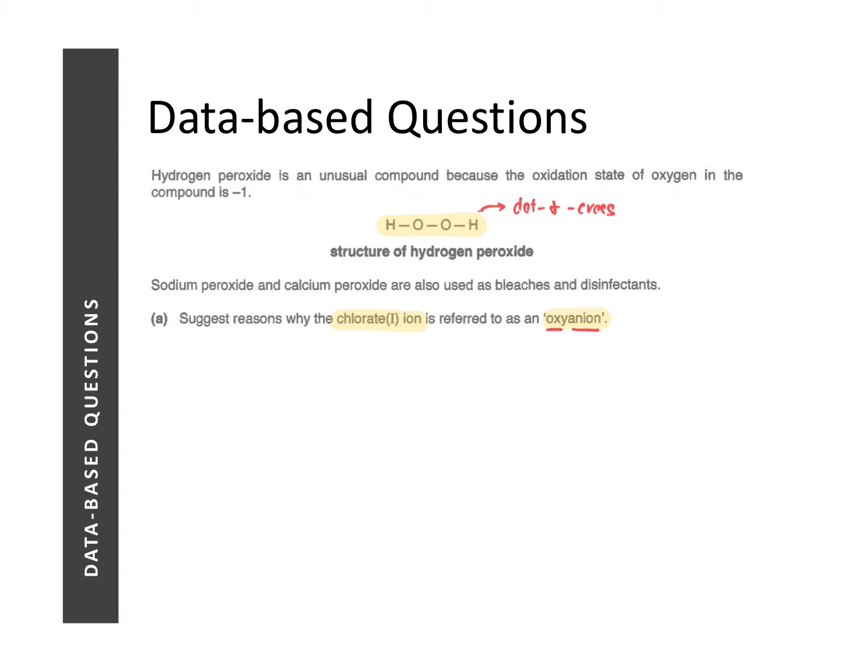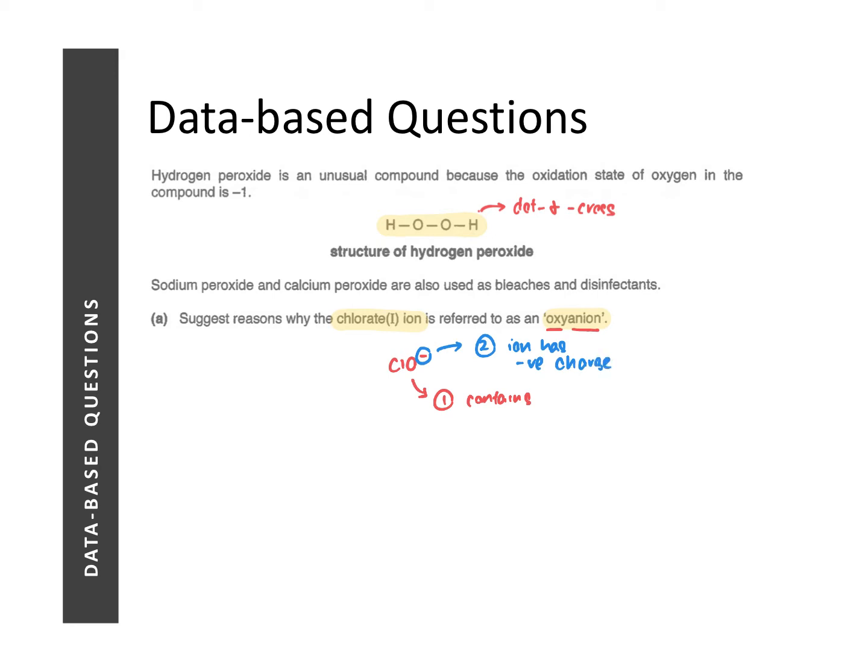Alright, chlorate(I) ion has the formula ClO-. So why would it be called an oxy ion? It's because it contains oxygen. And secondly, anion. Anion in chemistry means negatively charged ion. So the second reason why it's called an oxyanion is because the ion has a negative charge.